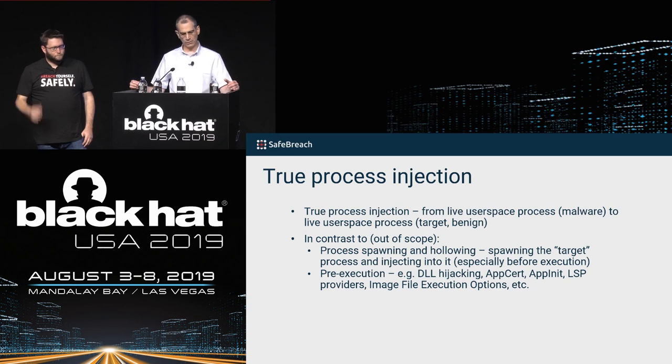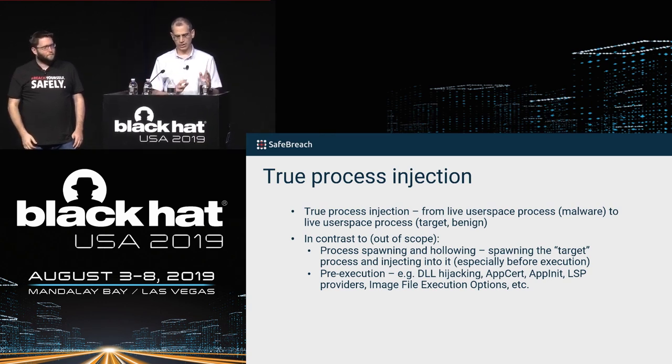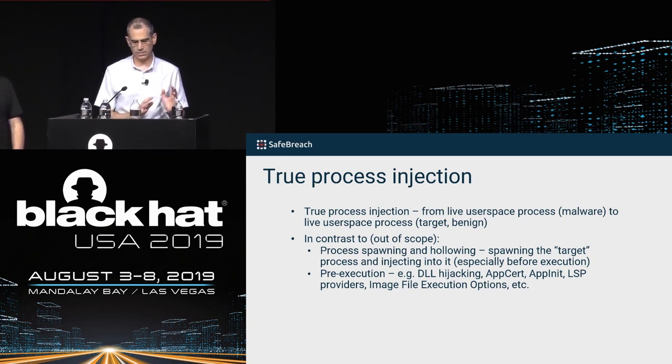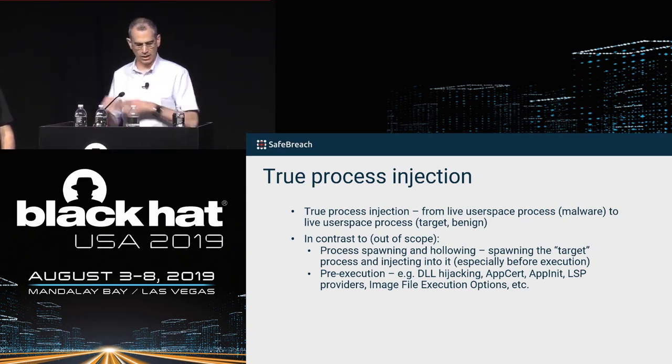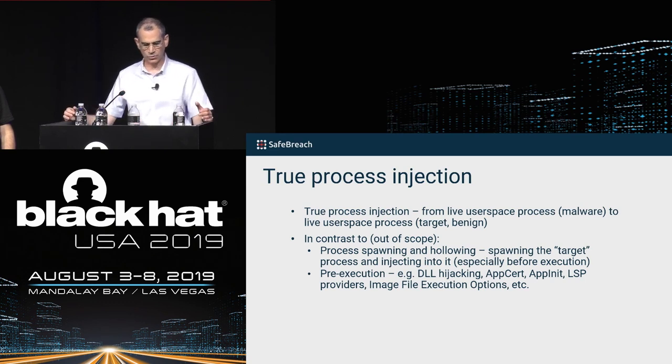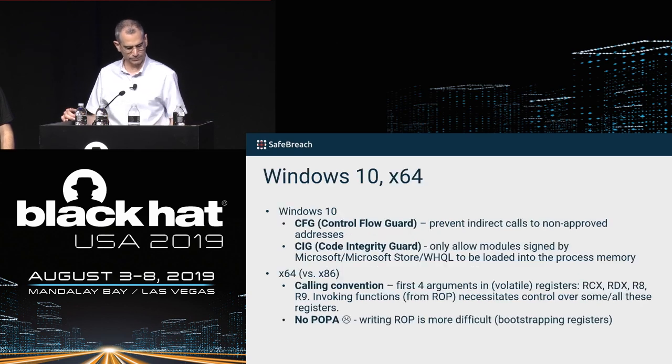So how do we define true process injection? It's injecting code or logic from one live user space process, which is typically malware, to another live user space process, which is the target of the injection, which is typically a benign or a legitimate process. This is in contrast to process spawning and hollowing, also some other pre-execution techniques like DLL hijacking, AppCert, AppInit, LSP providers, image file execution options, etc.